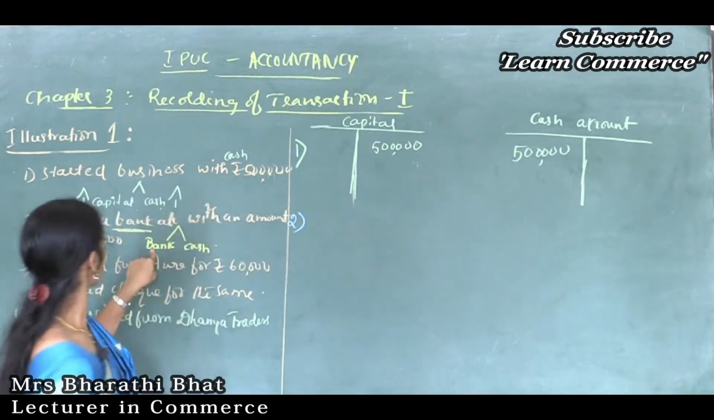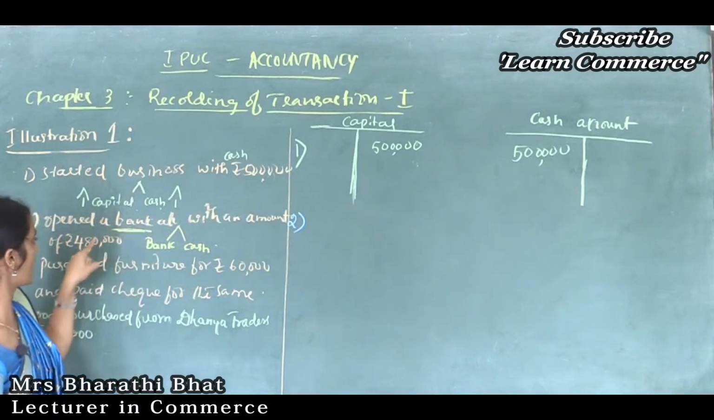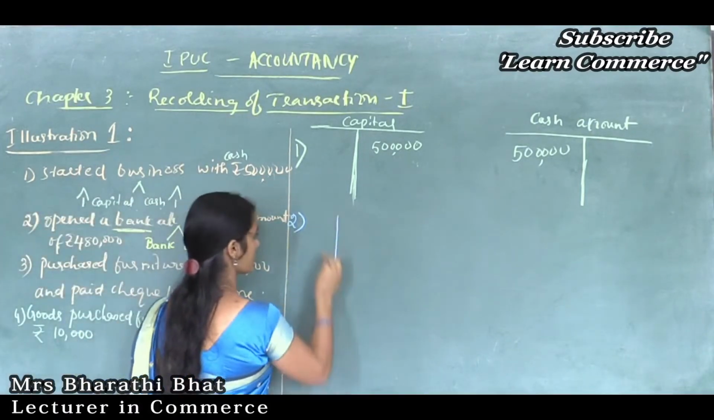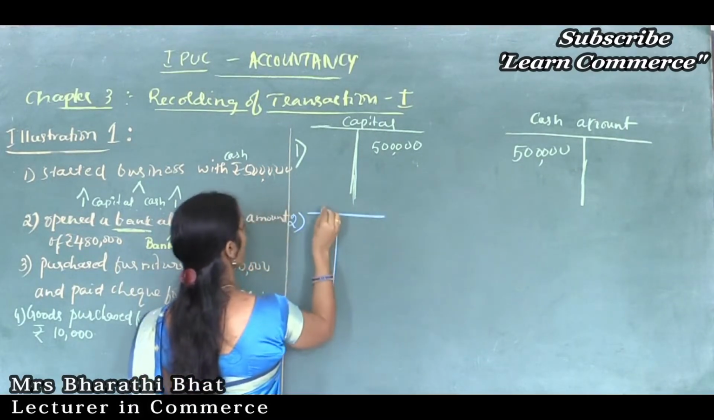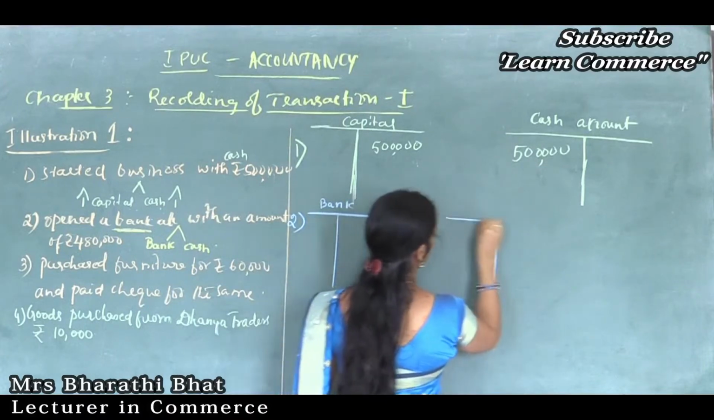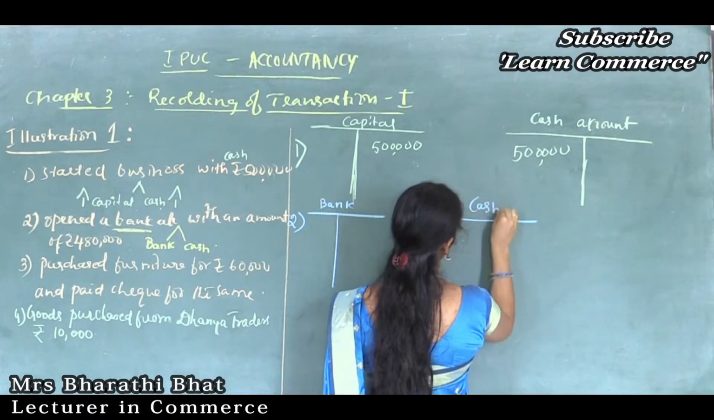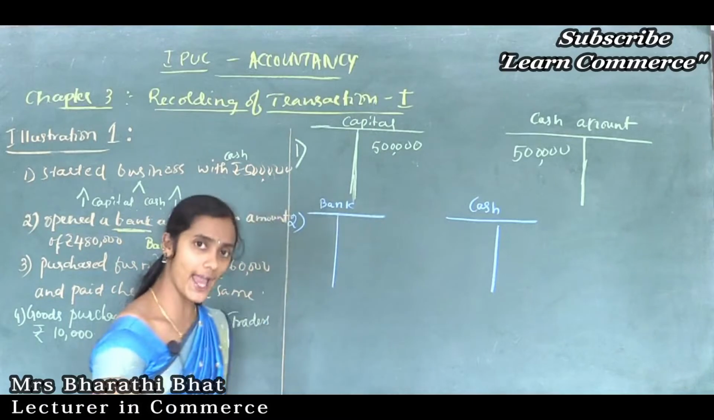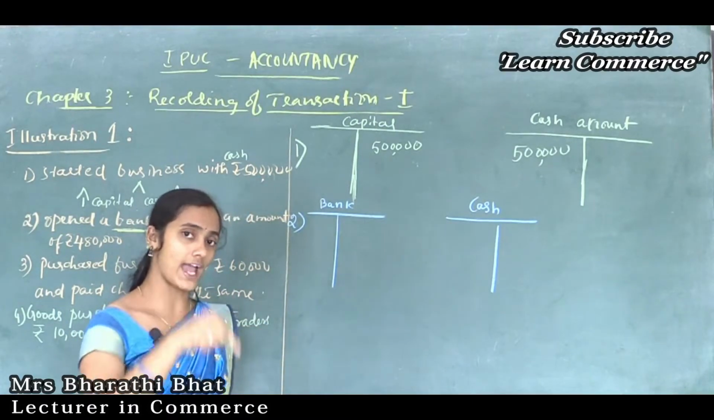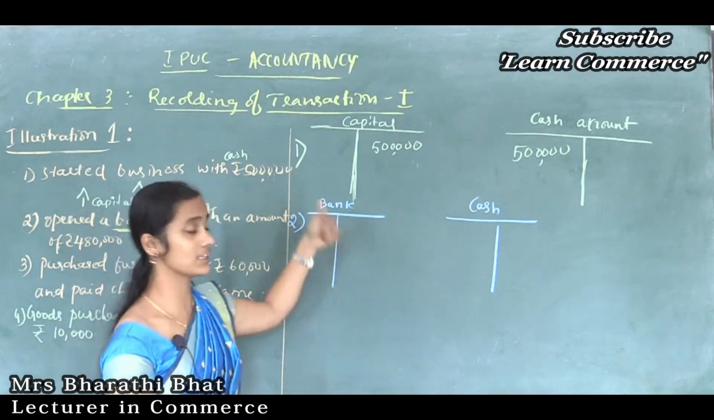Opened a bank account with an amount of rupees 4,80,000. See, two accounts are affected here. One is bank, another is cash. Why? We are depositing cash into bank. Cash into bank. Cash decreases, and bank increases.